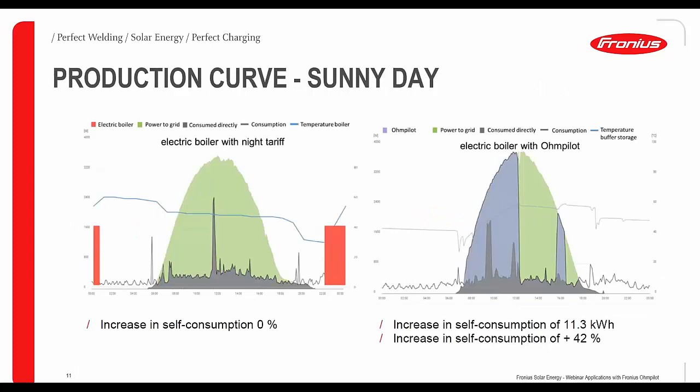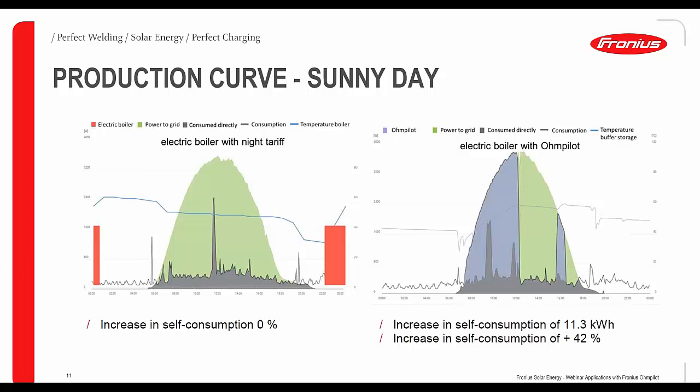Okay, we now have two production curves of a sunny day, let's say, and these visuals you can see here are screenshots from the online tool Fronius SolarWeb actually. On the left side we can see a very sunny day, the production curve with the green area here. Everything that is green here is surplus energy sent into the grid. The gray line is power that is directly consumed within the household.